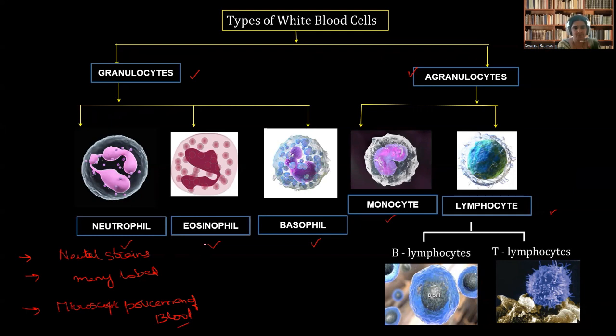So coming to the eosinophils, they take stains like eosin, so they are red in color. And the nucleus is bilobed. The eosinophils form about 2 to 3% of the total WBC.